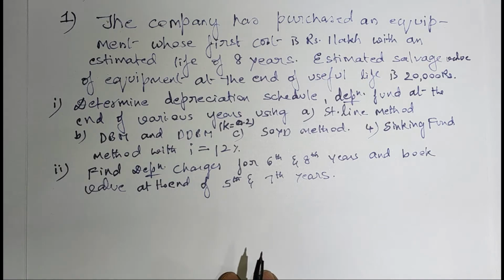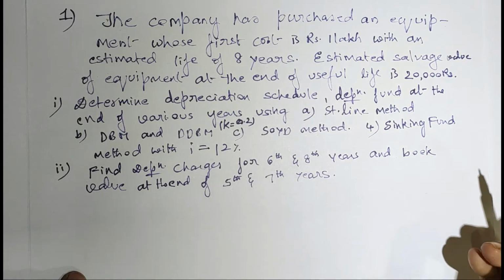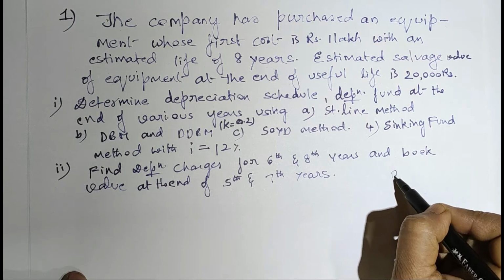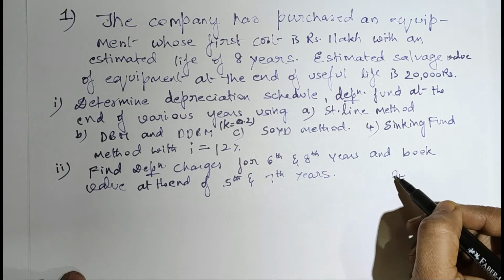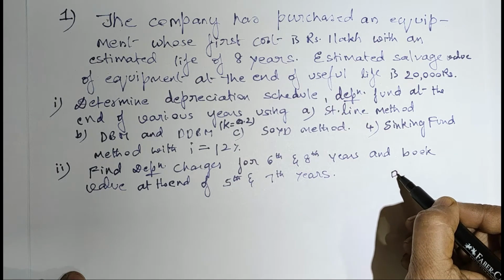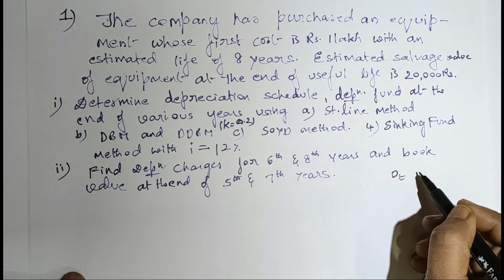So we have already seen that depreciation is nothing but reduction in the value of the asset with the passage of time, and the symbol which we are using for that is Dt. Here D stands for the depreciation amount that is charged for the tth year. T is the symbol used for year. D is the depreciation amount.